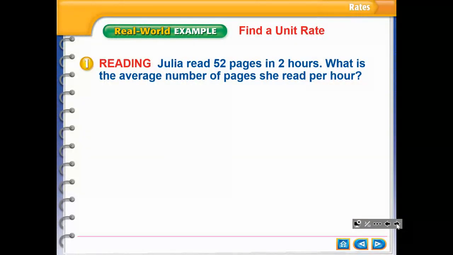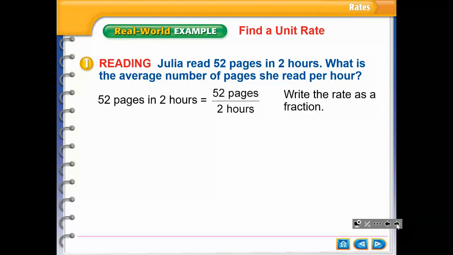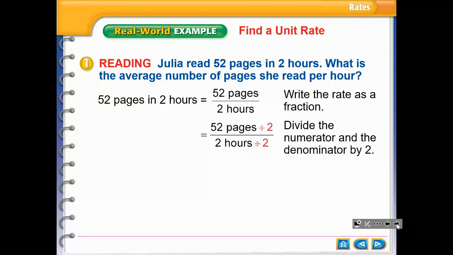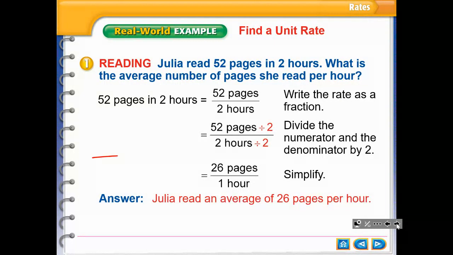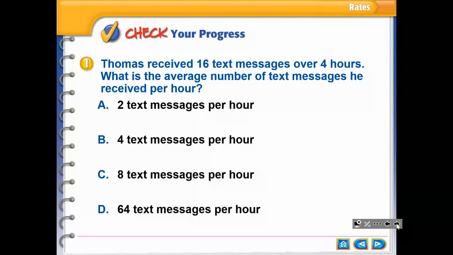So let's say Julia reads 52 pages in 2 hours. What is the average number of pages she reads per hour? Naturally, all you have to do in this particular case is go ahead and divide. So 52 divided by 2, 26. 2 divided by 2, 1. In other words, Julia reads 26 pages for each and every hour. Pause if you want. Go ahead and check this out. Come on back when you're ready.